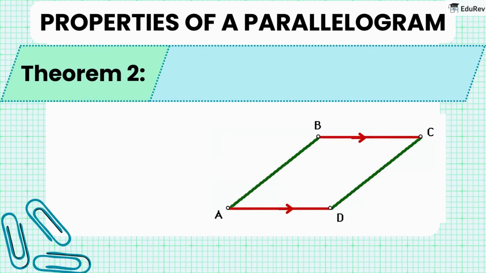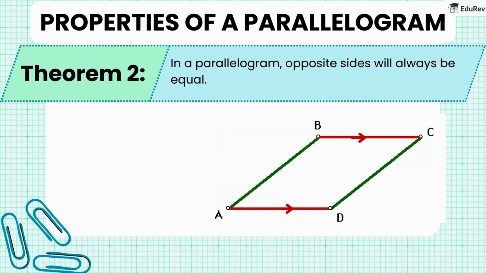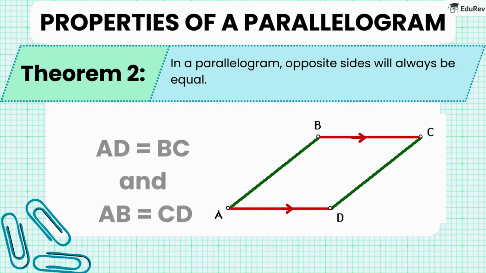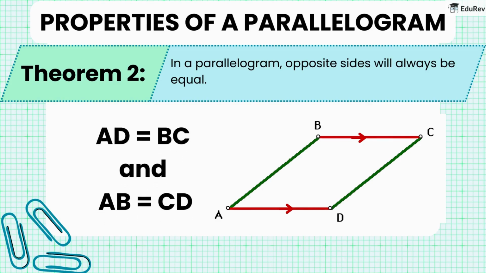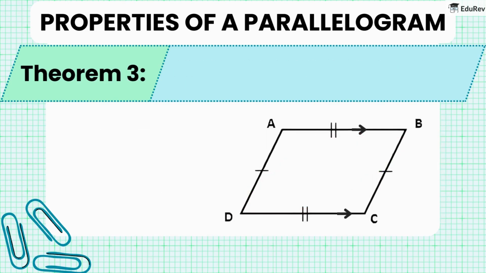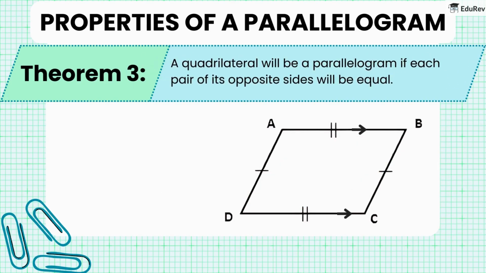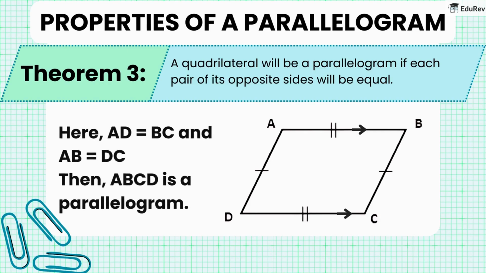Theorem 2. In a parallelogram, opposite sides will always be equal. Here, AD is equal to BC and AB is equal to CD. Theorem 3. A quadrilateral will be a parallelogram if each pair of its opposite sides will be equal. Here, AD is equal to BC and AB is equal to DC, then ABCD is a parallelogram.